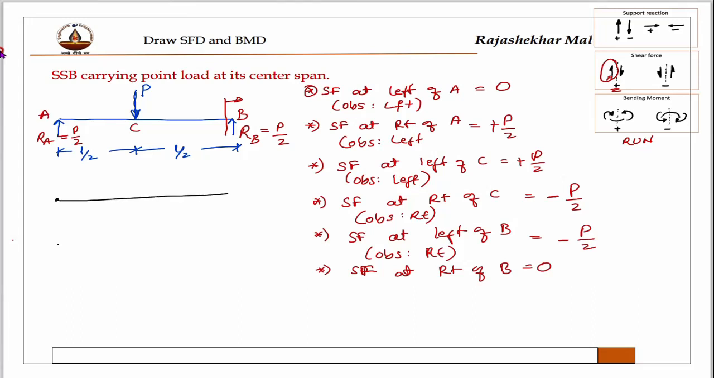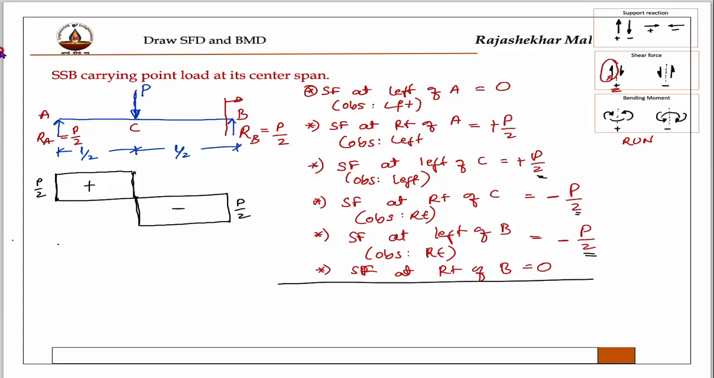At this point 0 and plus P by 2, therefore this is 0 to plus P by 2. At C point, one is plus P by 2, another is minus P by 2. And after that at B point, minus P by 2. No load, therefore a rectangular box. This is plus, this is minus. The value is P by 2 and P by 2. This is the SFD, right? Now we will determine the bending moment diagram.